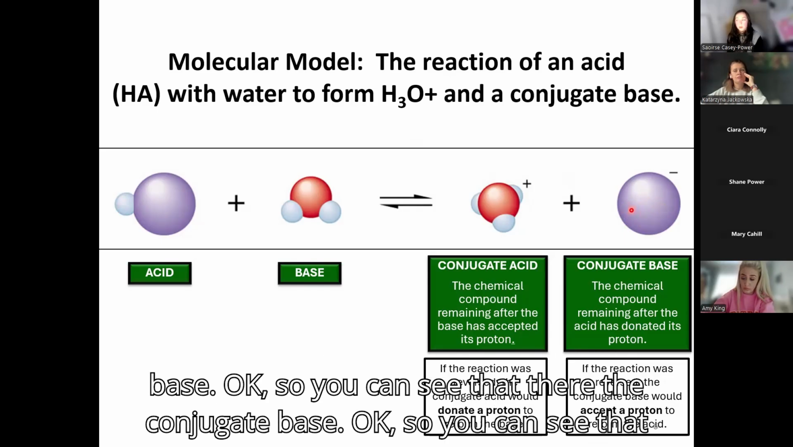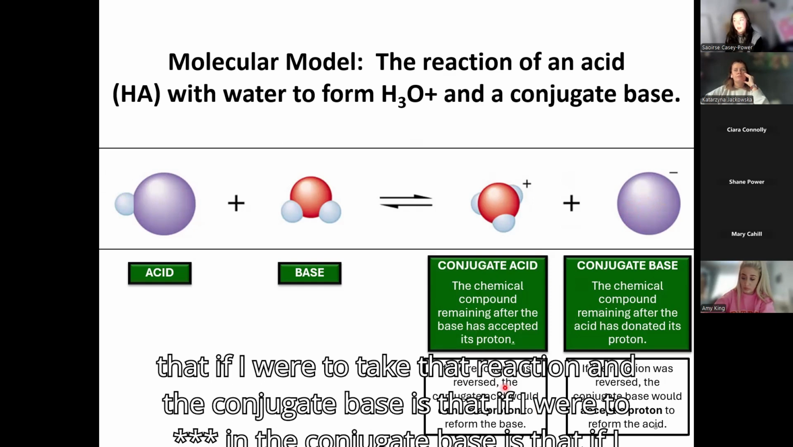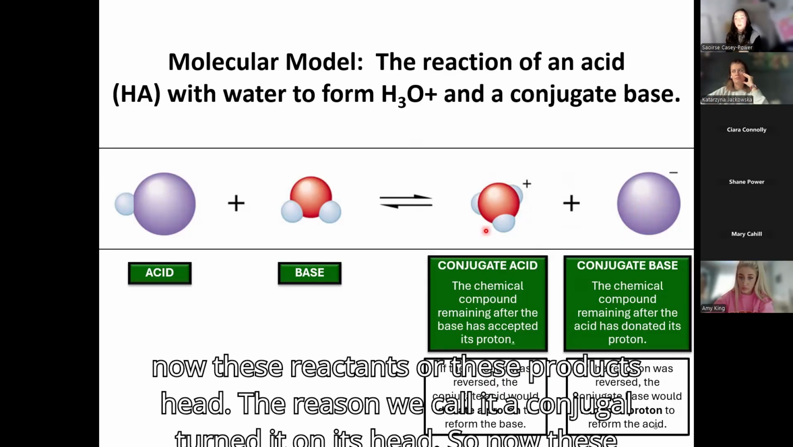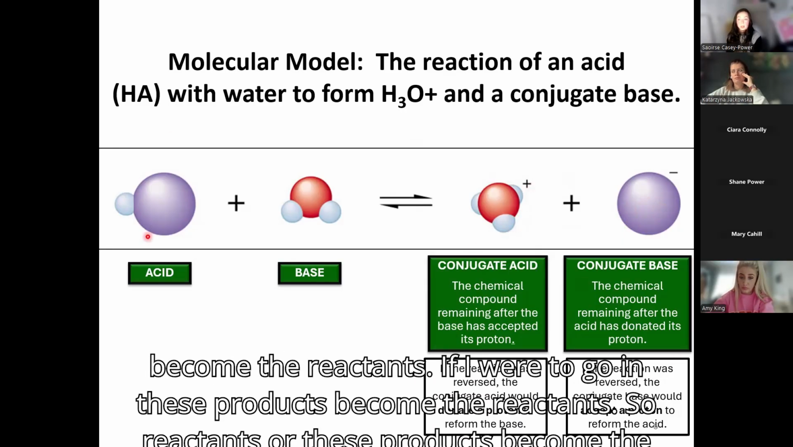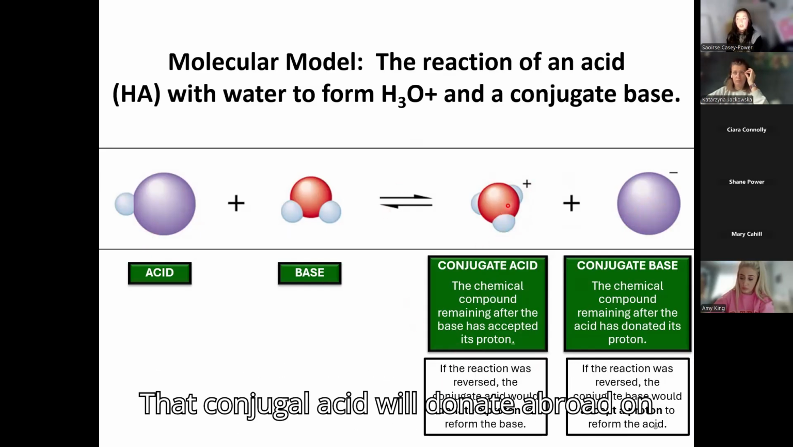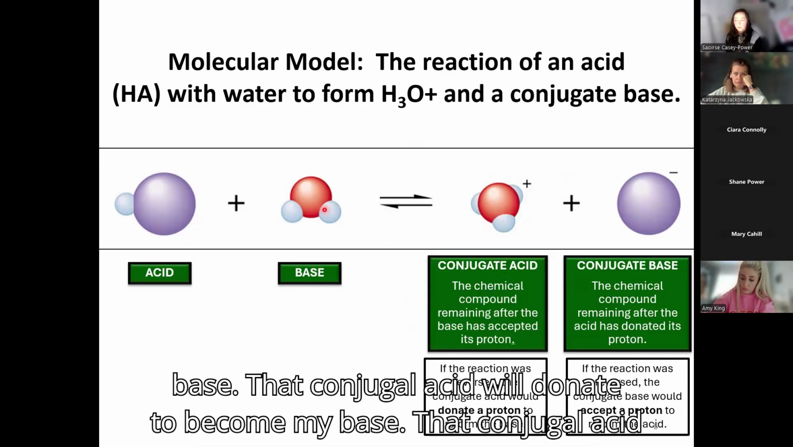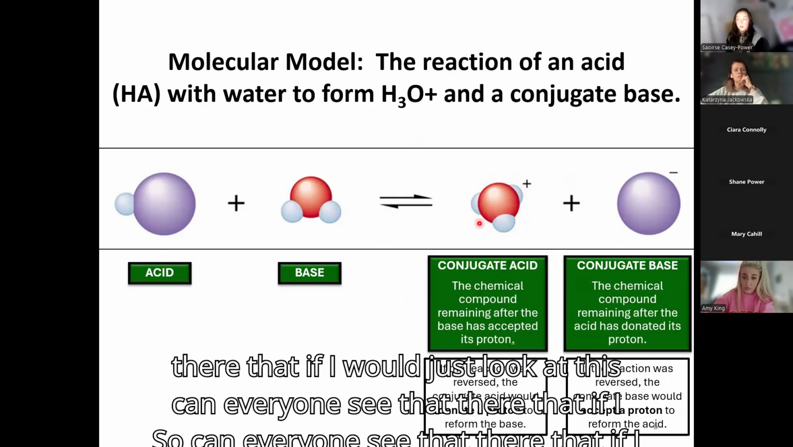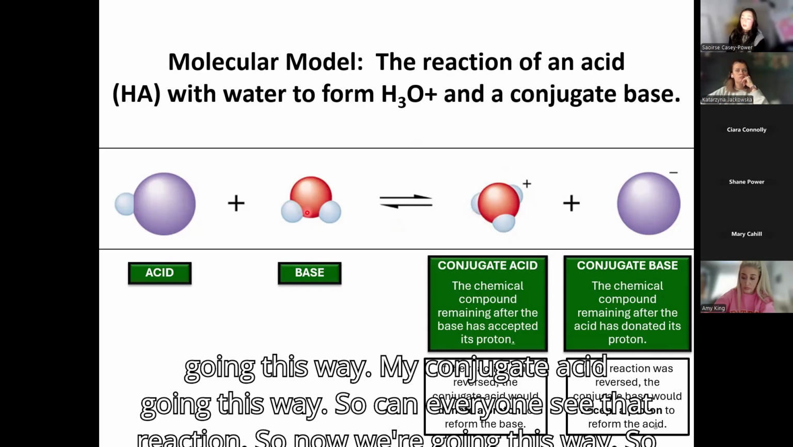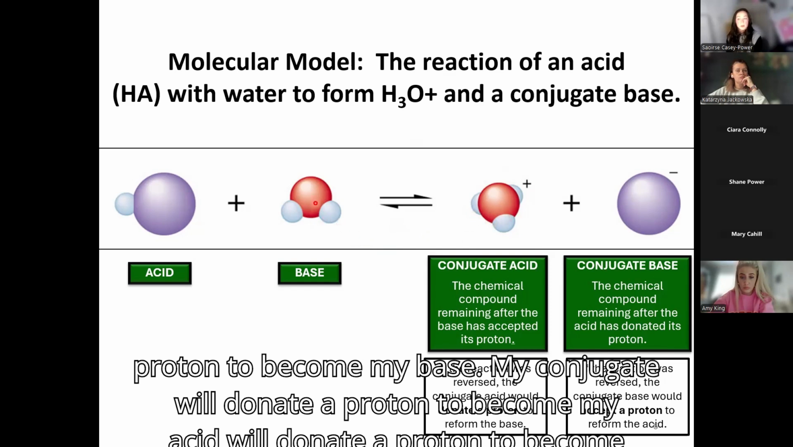a conjugate base. The reason we call it a conjugate acid and a conjugate base is that if I were to take that reaction and turn it on its head, these products become the reactants. If I were to go in reverse here, that conjugate acid will donate a proton to become my base. So can everyone see that, if I were to just look at this compound alone and reverse the reaction, so now we're going this way, my conjugate acid will donate a proton to become my base.